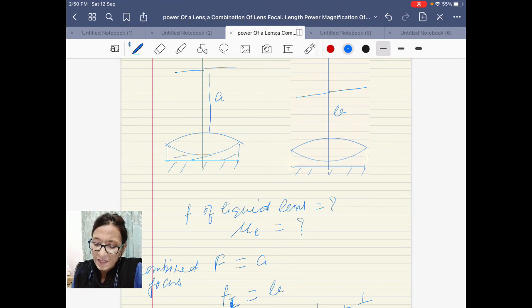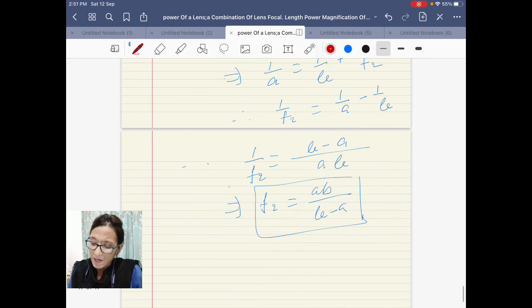A lens which has one surface concave and the other surface plane. So this liquid lens is a plano-concave lens because one surface is plane and the other surface is concave. So we obtained the focal length. One answer has been reached.